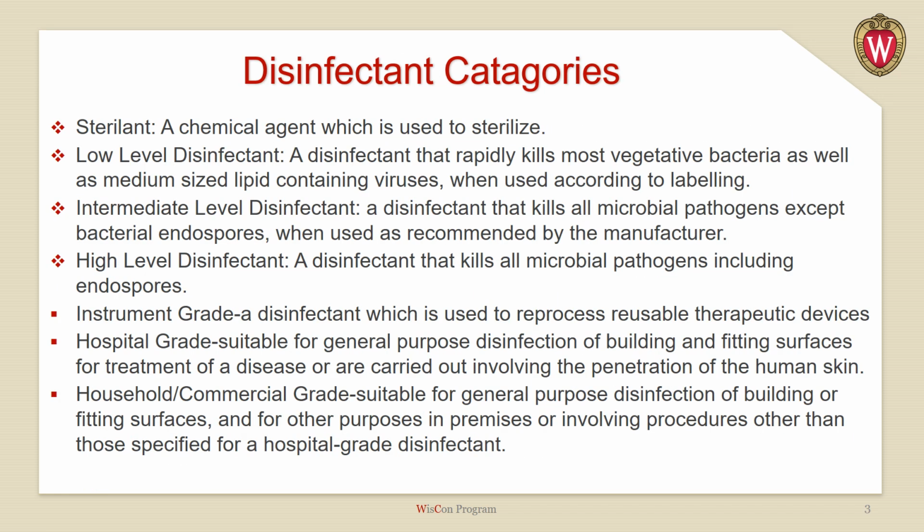Disinfectant categories. Sterilant: a chemical agent which is used to sterilize. Low-level disinfectant: a disinfectant that rapidly kills most vegetative bacteria as well as medium-sized lipid-containing viruses when used according to labeling. Intermediate-level disinfectant: a disinfectant that kills all microbial pathogens except bacterial endospores when used as recommended by the manufacturer. High-level disinfectant: a disinfectant that kills all microbial pathogens including endospores.